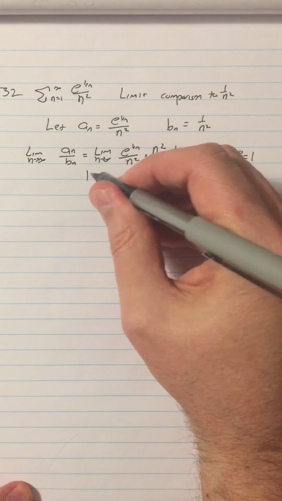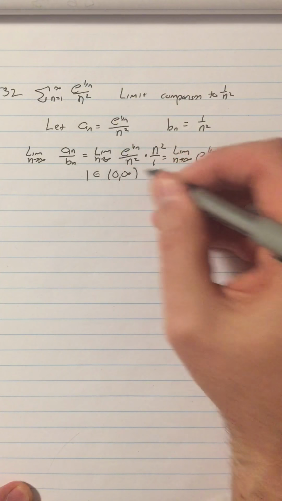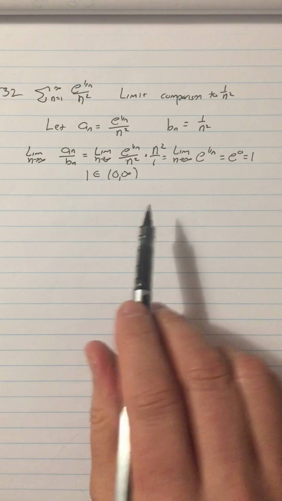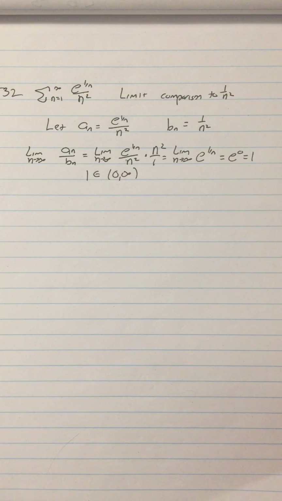So the only important thing I like about that, number one, is that it's between 0 and infinity. What's nice about the limit comparison test is you have a huge target to hit. If I get anything between 0 and infinity, I'm happy. That's a pretty big range. So we got that and we're happy. So now we just have to make our conclusion.